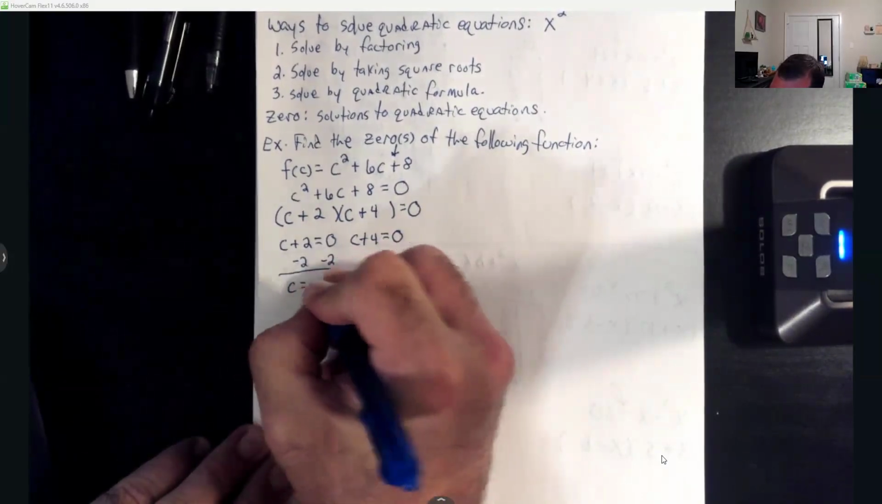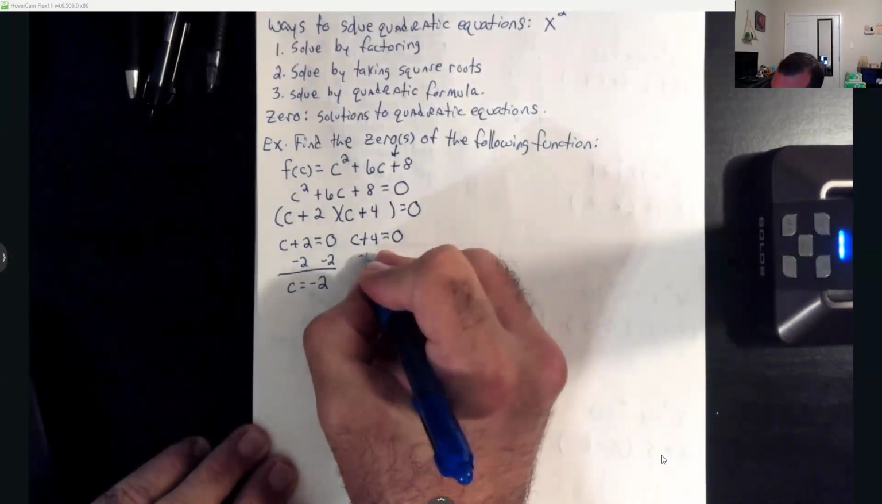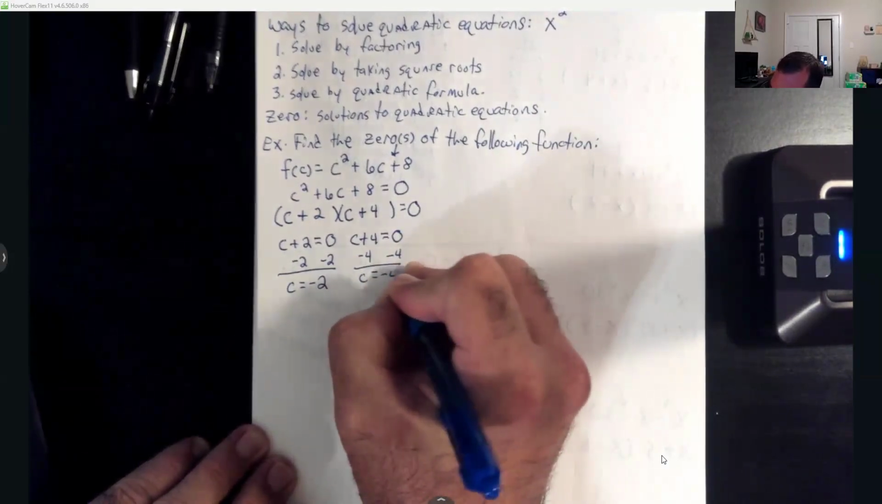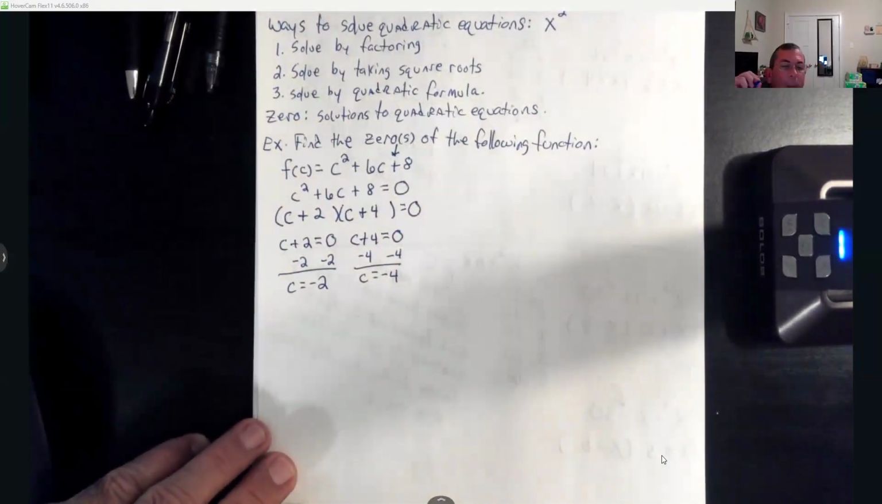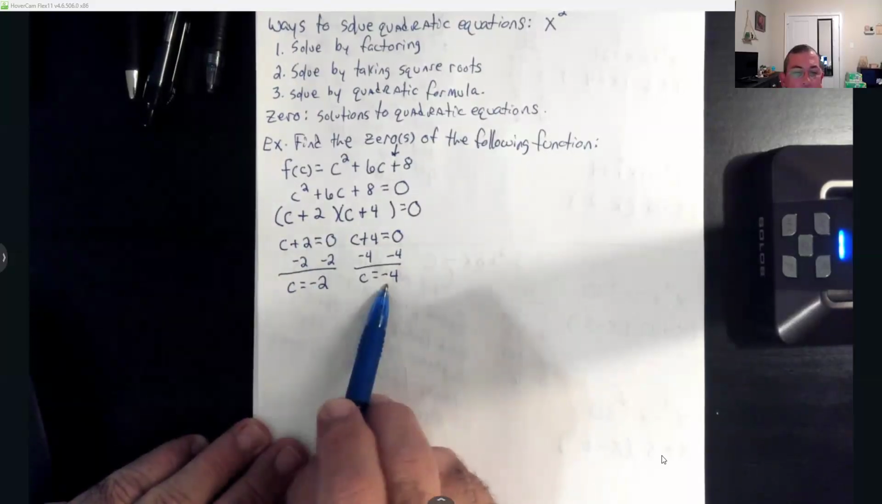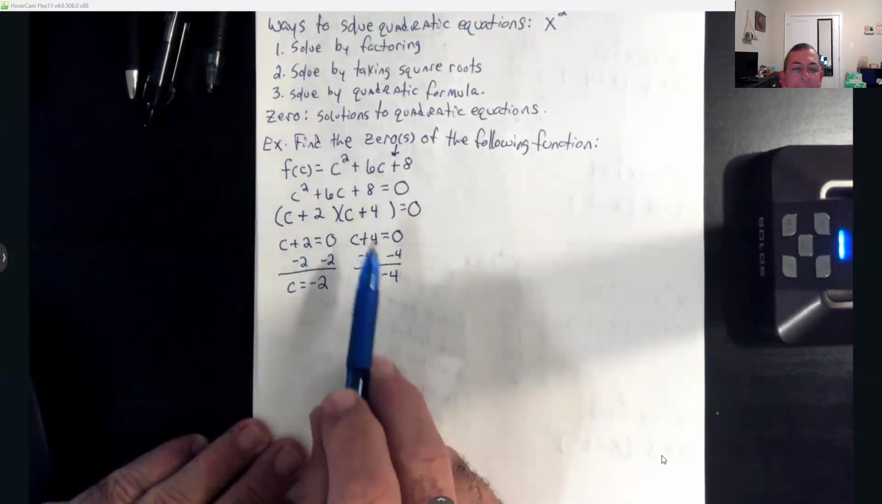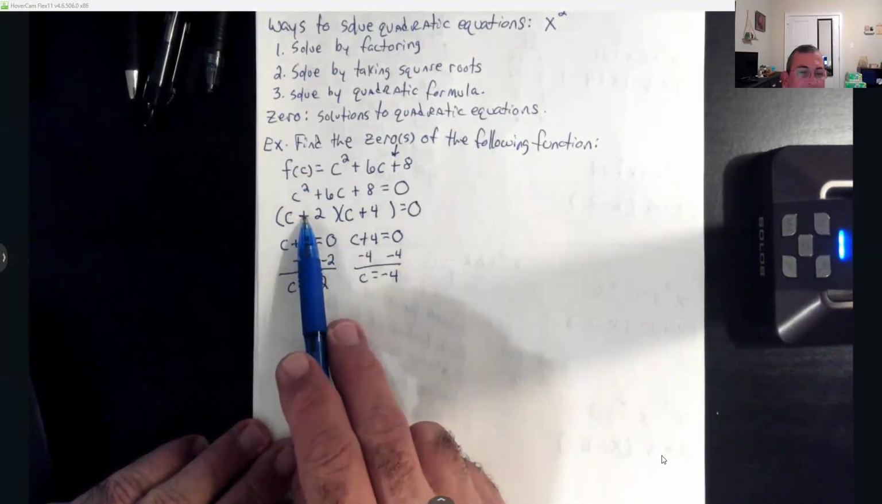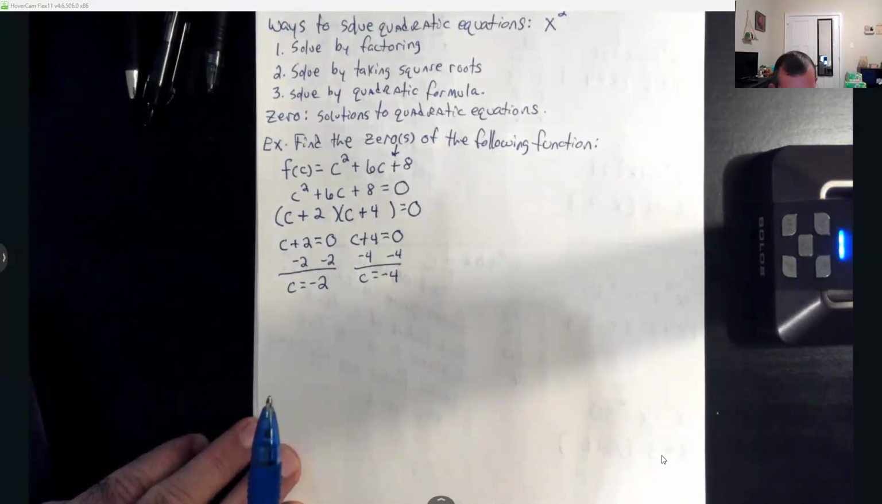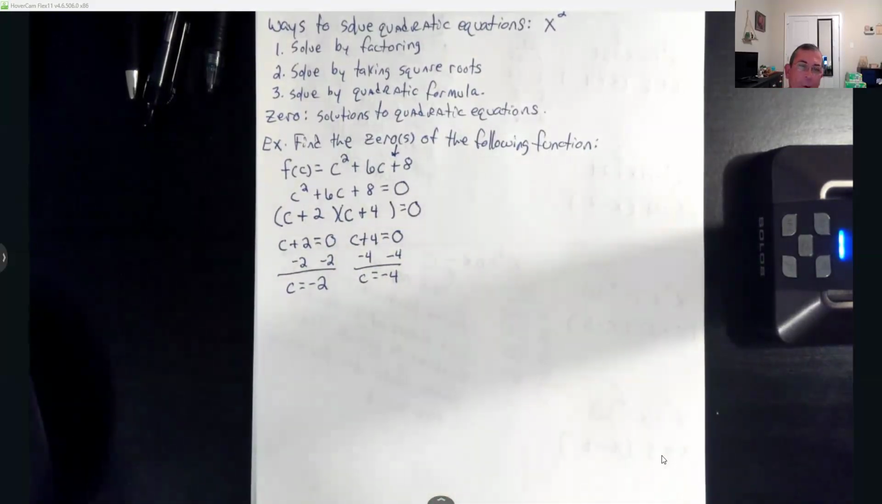So C is a -2, and then subtract 4 on the second one, and C is a -4. So notice the zeros always have an opposite sign than the factors, okay? So remember that. Zeros always have an opposite sign than the factors.